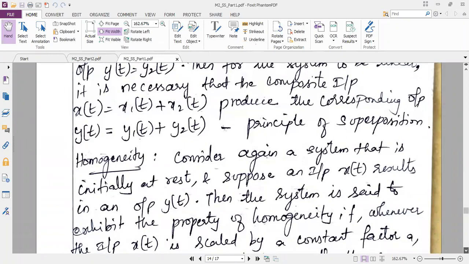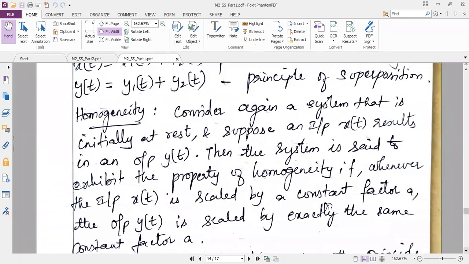So I will just explain here. I have again a system with an input x of t, and it produces an output y of t. I can say that the system possesses the property called homogeneity when the input is scaled by a constant factor a, and the output is also scaled by the same factor a.